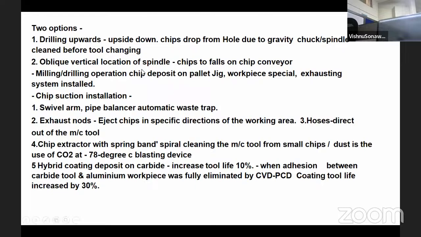And these are the two options for the drilling.